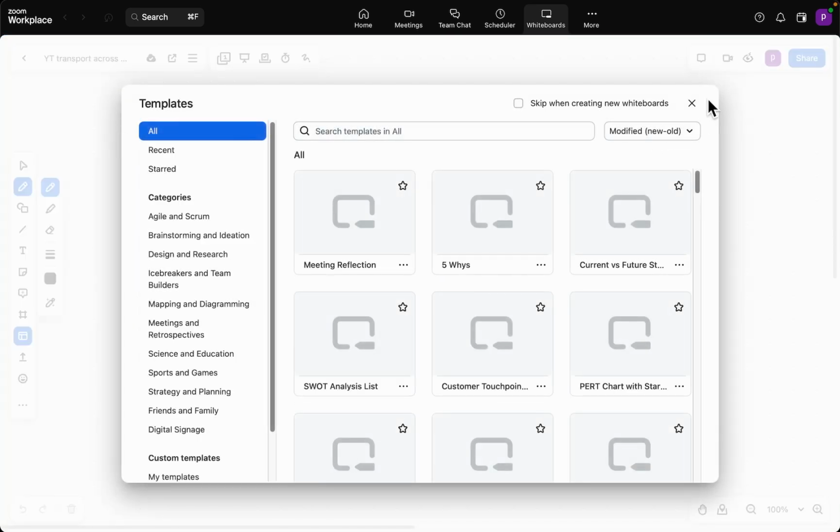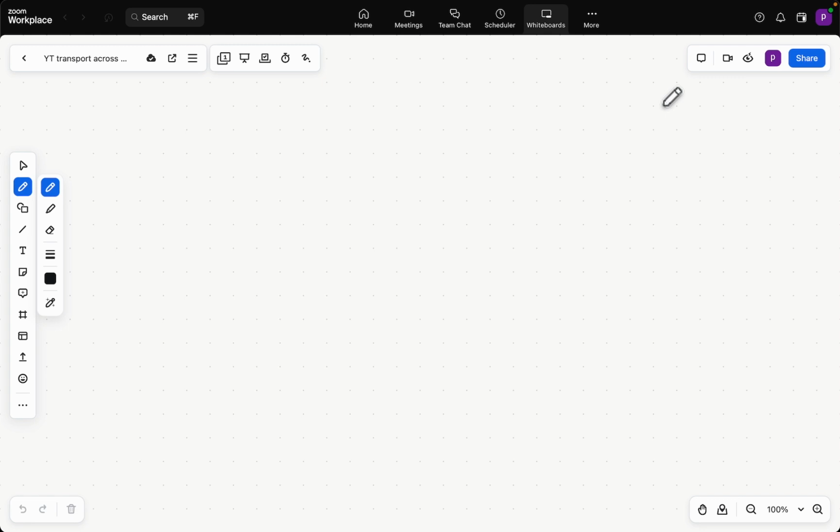Hello students, today in this video lecture we will be studying about the transport across the membrane. So first let me tell you the basic structure of a membrane which is given by the fluid mosaic model.